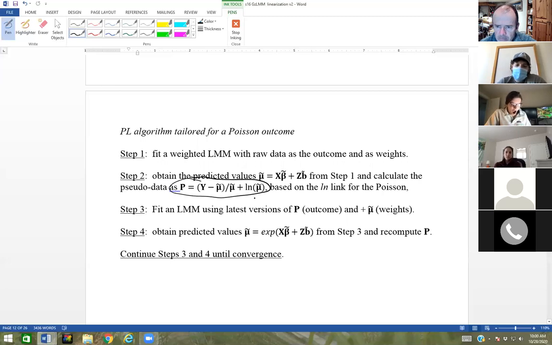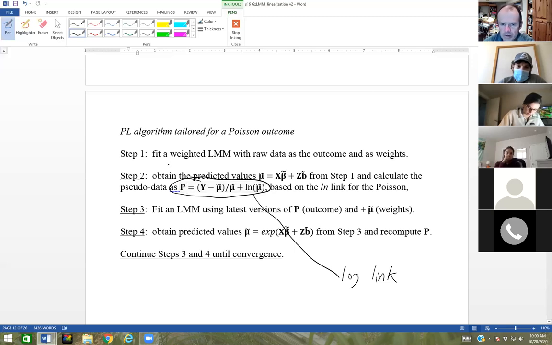So this is specifically for the log link. So it tells you that you take your original data minus your mean estimate, and you divide by the mean estimate. So it's kind of like a type of standardized value that you get, and you add the log of the estimated mean. Then that is the transformation using the Taylor series expansion that will give us the pseudo data.